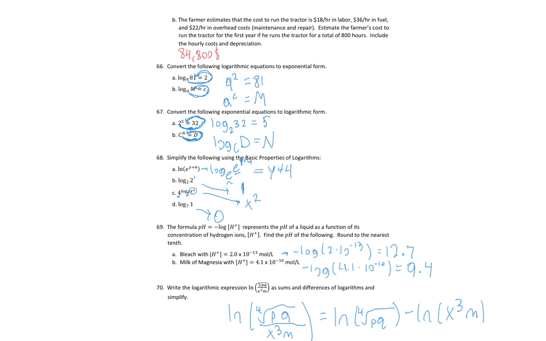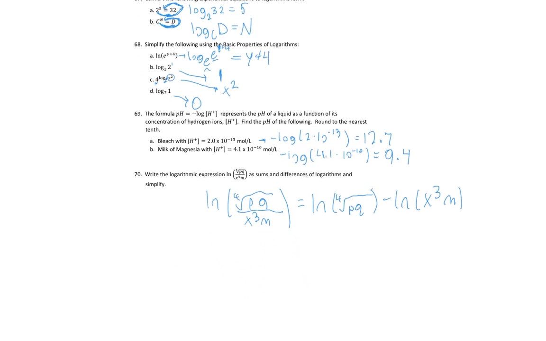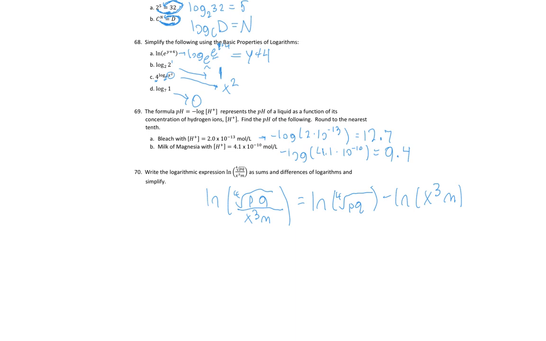Okay, on this first log, I'll bring my screen down just a little bit. I can rewrite this as pq to the 1/4 power. And over here, I'll just rewrite this the same. And now I can bring my power out front. So I have 1/4 natural log of pq minus ln of x cubed m.